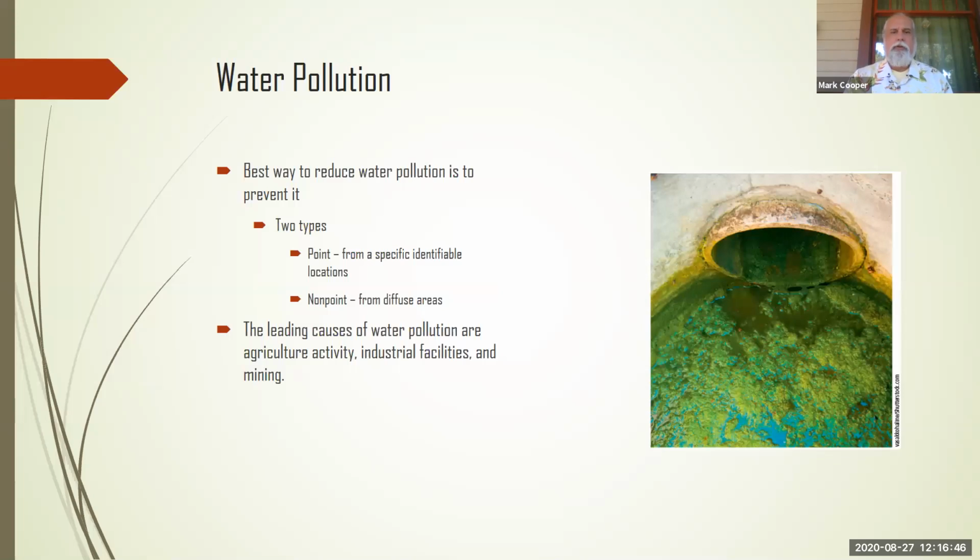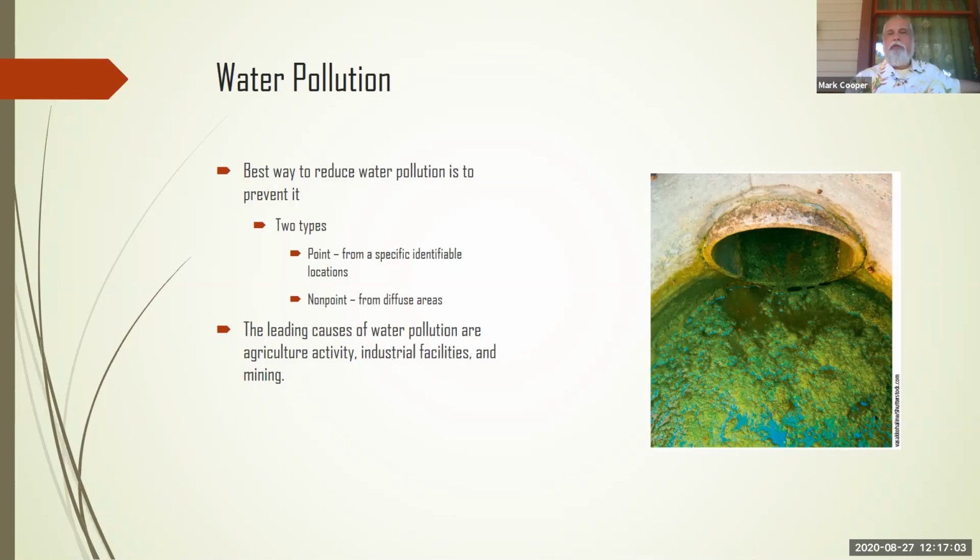And then water pollution. Okay, so here's what I want you to know: the best way to reduce water pollution is to prevent it. It is hard to fix. It's easier to stop. And there are two types: point and non-point pollution.